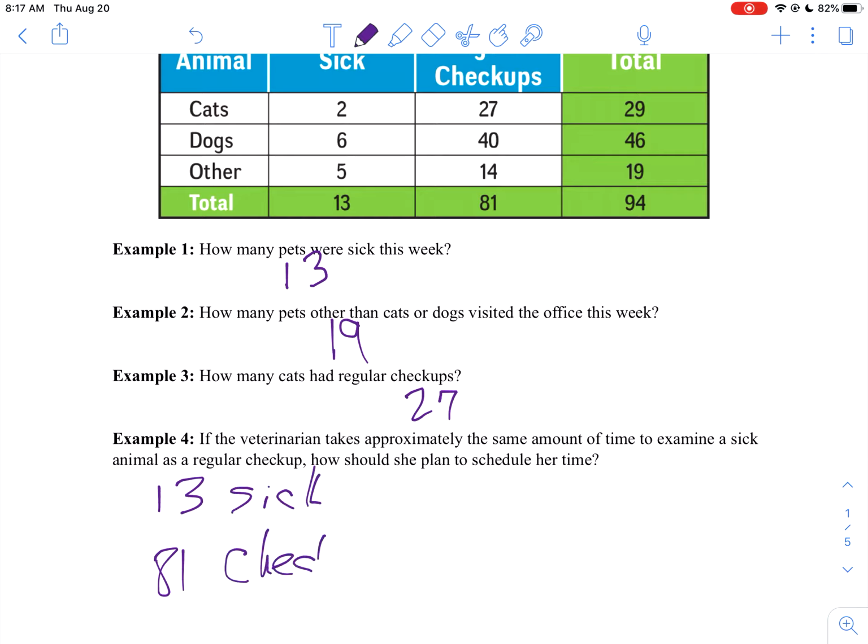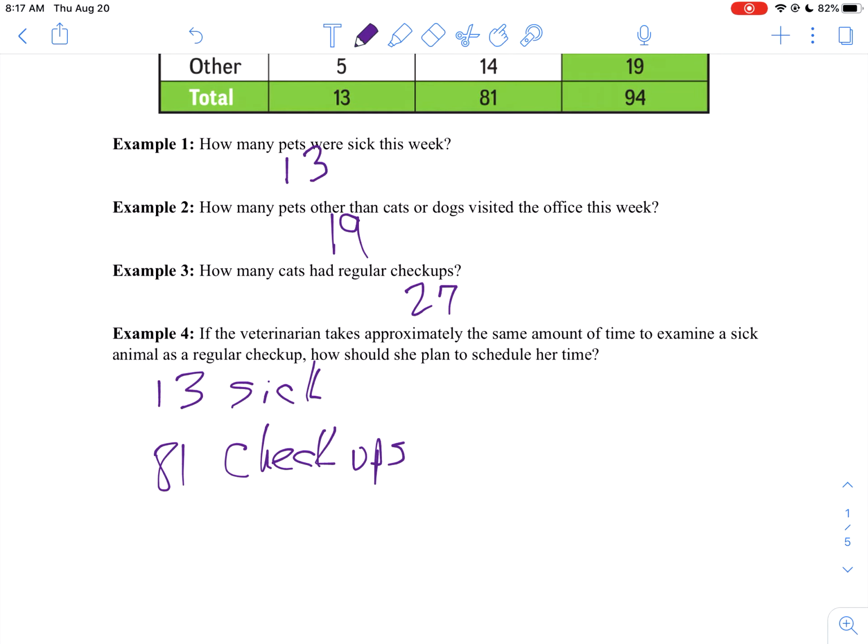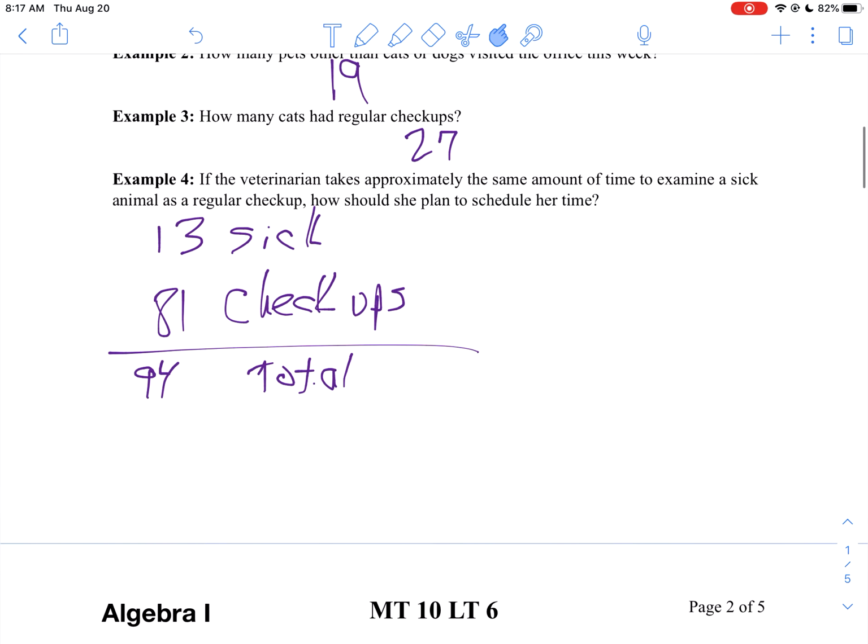Well, that gives us a total of 94, doesn't it? We can see that from the chart. See, your total for both columns is 94. Well, then, let's figure out what percent of that is. So if we're doing sick animals, that's going to be 13 out of 94.